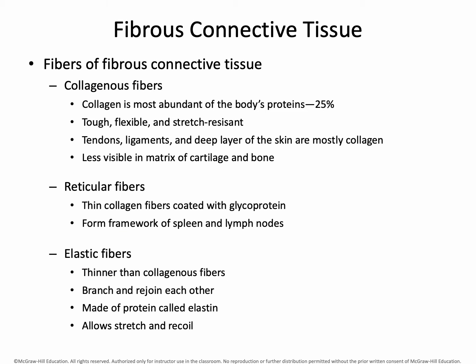So I mentioned already the fibers of connective tissue are collagen, reticular fibers, and elastic fibers. Again, just know some properties of those. Collagen is very tough, rope-like. Elastic fibers are like a rubber band. And reticular fibers form a network or a framework. They make little rooms in the organs that they're in.